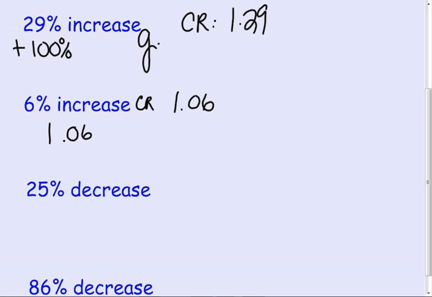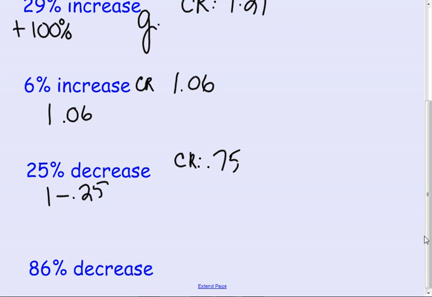0.75. Okay, this is 0.25, and we're still going to do the same thing. 1 minus that, so it's going to be 0.75. That one's going to be the same thing, which is nice. I don't want a percent sign there. Oops. Common ratio. How about an 86% decrease?